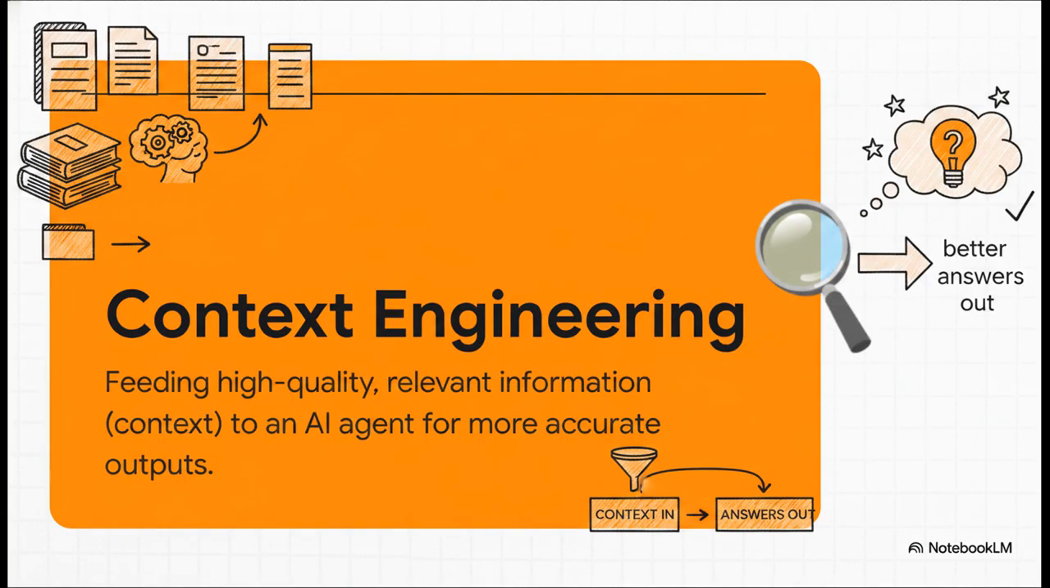And all of this leads to a super important idea: context engineering. It's simple, really. The quality of what your agent puts out is 100% tied to the quality of the information you feed it. The mantra here is just so powerful. Better context in means you get way, way better answers out.